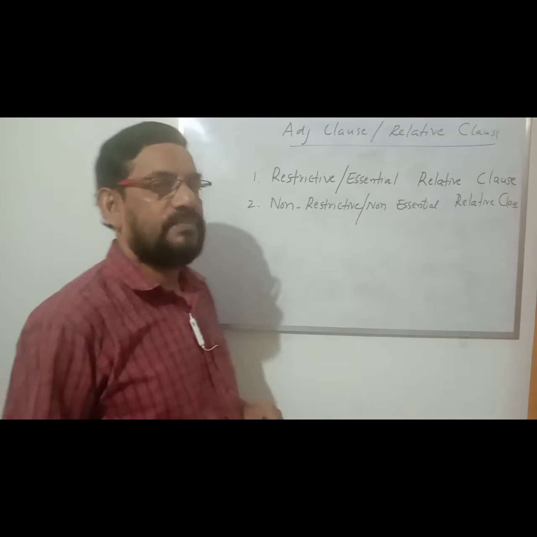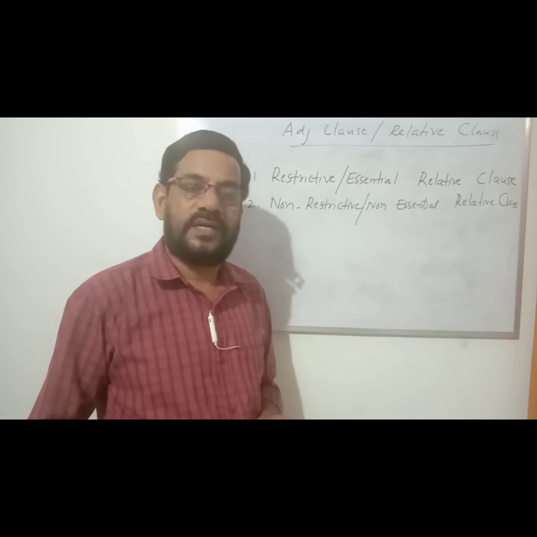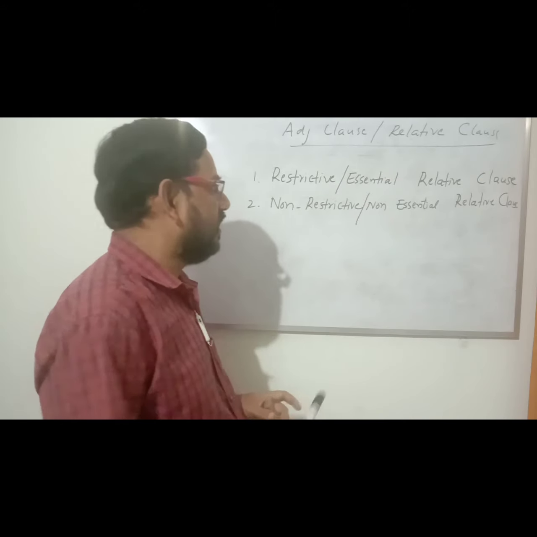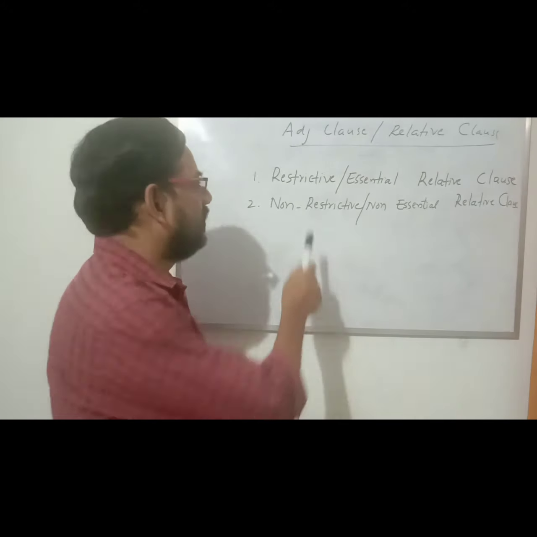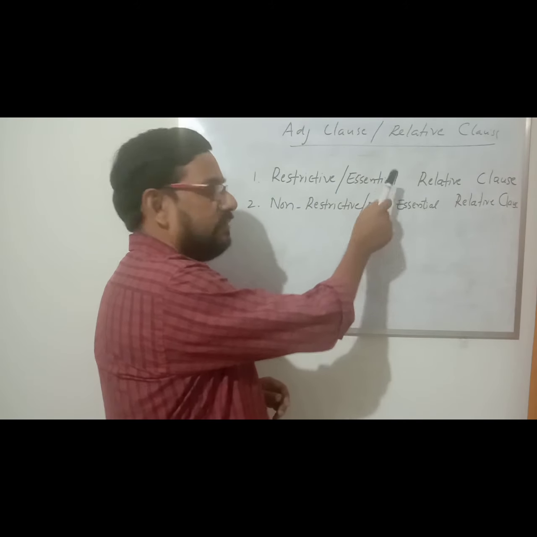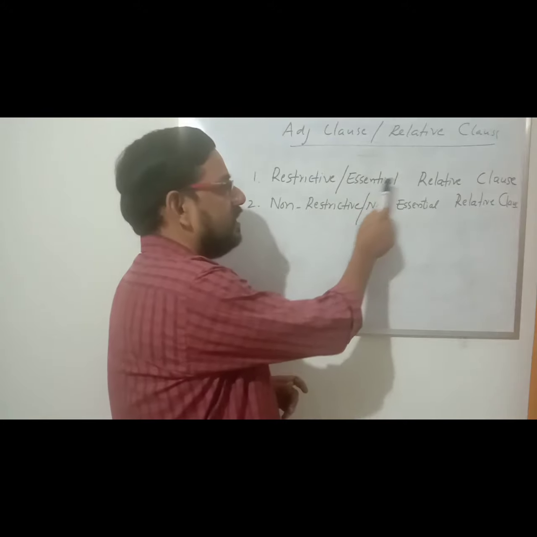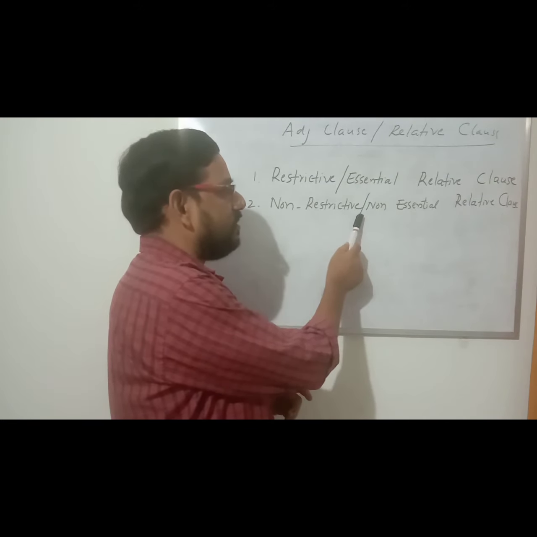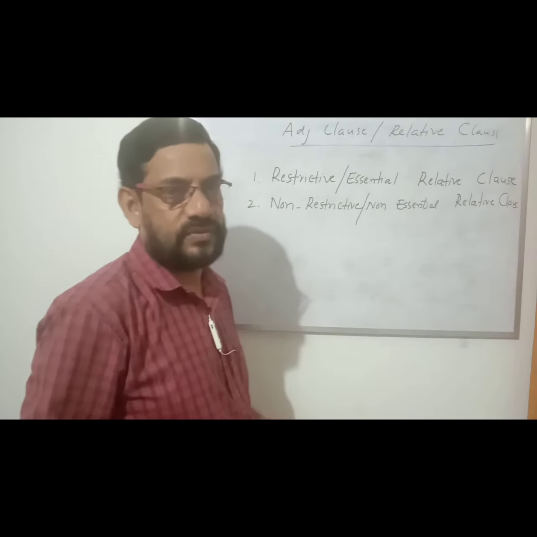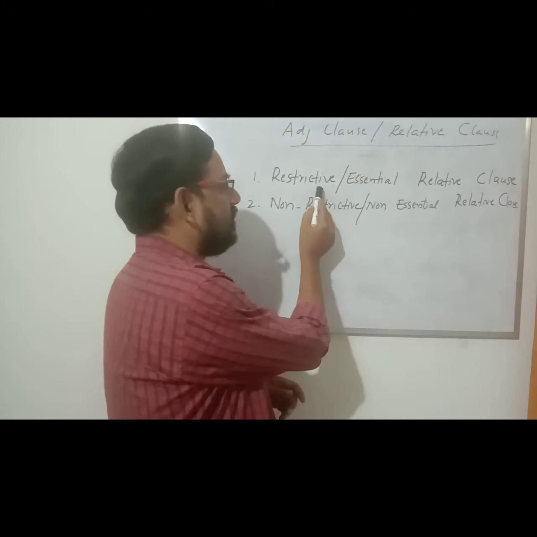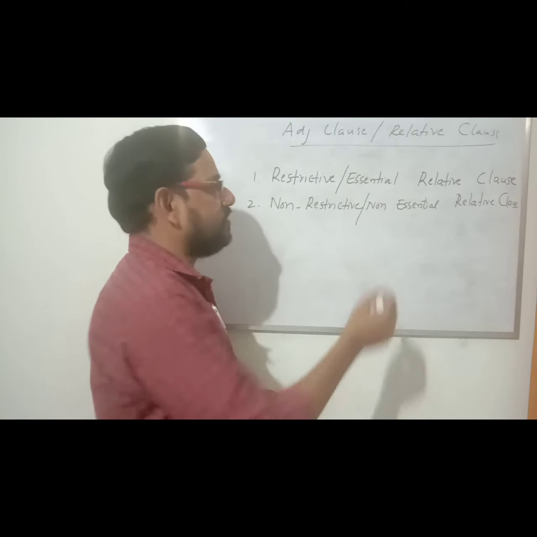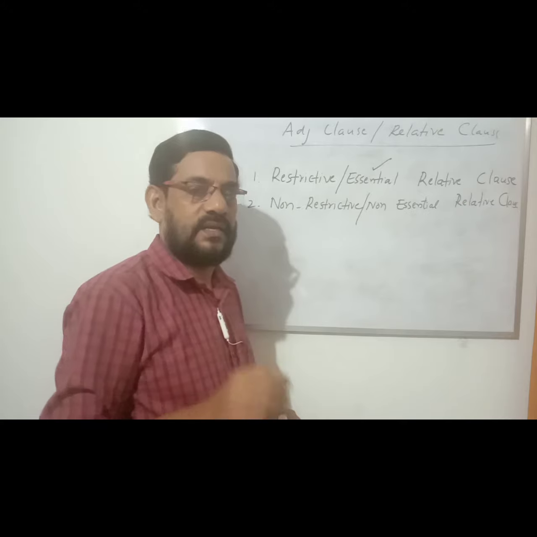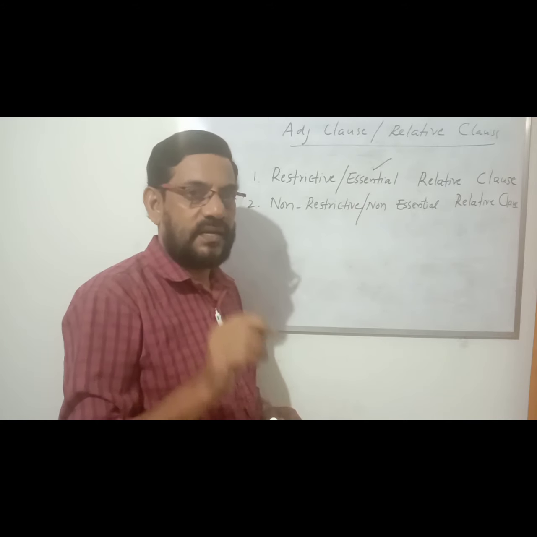Now, there are two types of adjective clauses or relative clauses. I have mentioned here on the board: restrictive relative clause or essential relative clause. The second one is non-restrictive or non-essential relative clause. Okay. Restrictive or essential. From this very word essential, we know that it is necessary. Necessary relative clause.